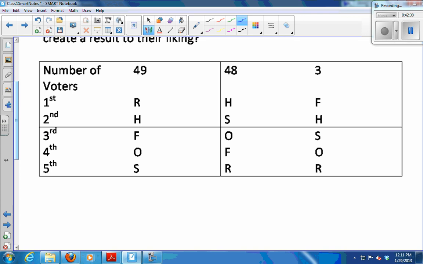So how could they change their votes to create an outcome that they would like better than the Rose Bowl winning? Because right now the Rose Bowl is going to win. They really don't want the Rose Bowl to win because they have it in last place. What could they do to manipulate the outcome of this election? They vote for the second best. They could switch these two. Now Hula Bowl wins. They've completely manipulated the outcome of the election by not putting their true first choice first.